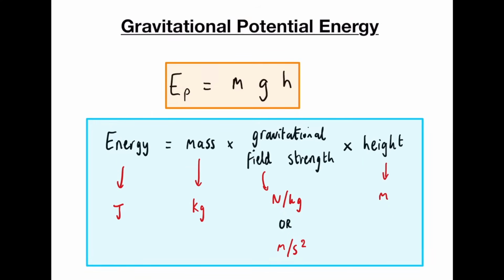Gravitational potential energy, we have E equals mgh, or mass times gravitational field strength times height. And again, the units below. Gravitational field strength can alternate between newtons per kilogram or meters per second squared. Be careful when talking about the units, depending on what the question involves normally.